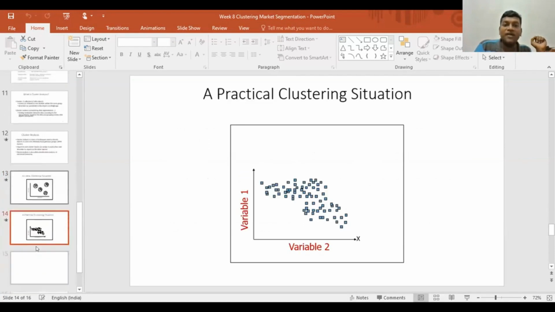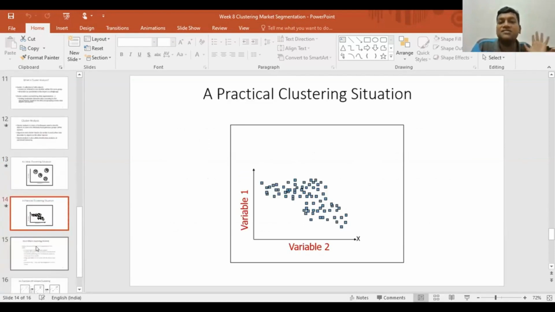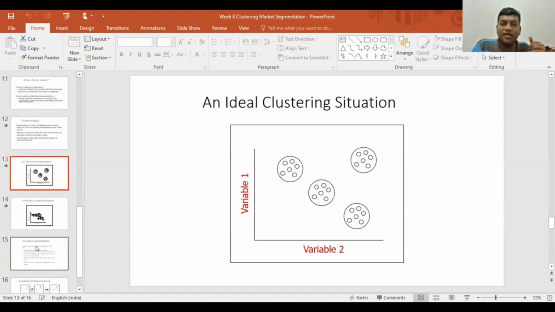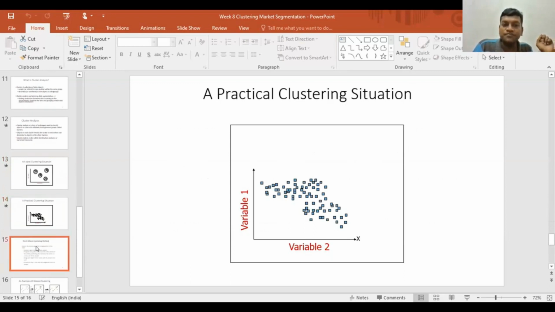But in reality, you will find your data to be like this. And therefore, it's very difficult to demarcate. You don't know whether there are 2 clusters here, 3 clusters, or 4. So you will have to take a sort of hardline mathematical route to establish that. Okay, we'll see how that is done again.